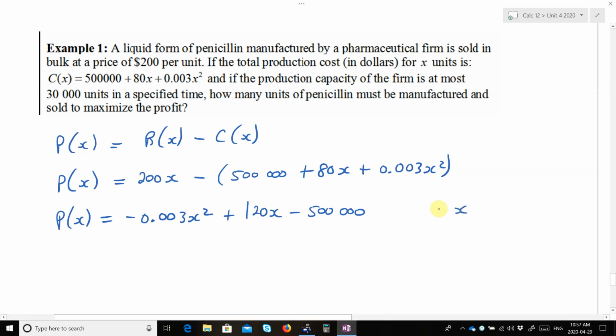Okay, and the number of units that you are going to sell certainly has to be greater than or equal to 0. We can't sell negative units, so we're either going to sell 0 or above. And it says the production capacity of the firm is at most 30,000 units at a specified time, so we can't go beyond 30,000 units. So that's the interval for x. I'm going to sell anywhere between 0 and 30,000 units.